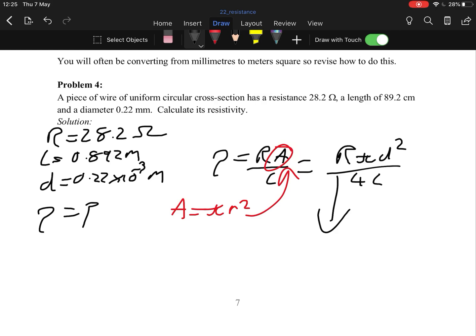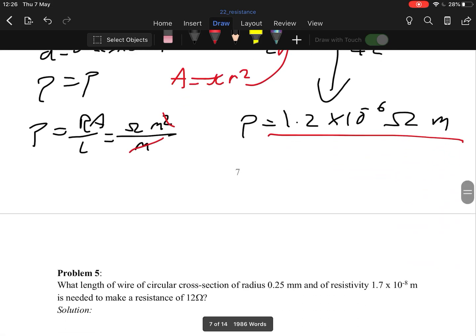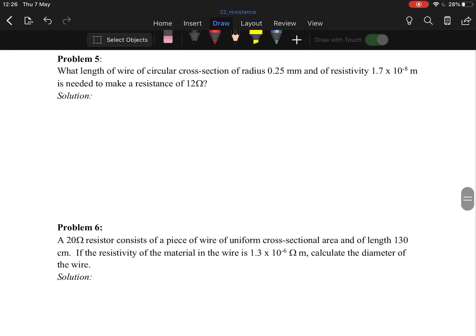I fired in all my values. I have R, I have L, I have D, and I ended up with 1.2 times 10 to the minus 6 ohm meters. Oops, I never said what that is. Rho. And why is it ohm meters? Rho equals RA over L. R is in ohms, A is in meters squared, and the distance is in meters, so that cancels off that. That's where that comes from. So you have two ways to do it. You can find A and sub it in, or you can go straight to that equation. I always go straight to that equation, but you don't have to.